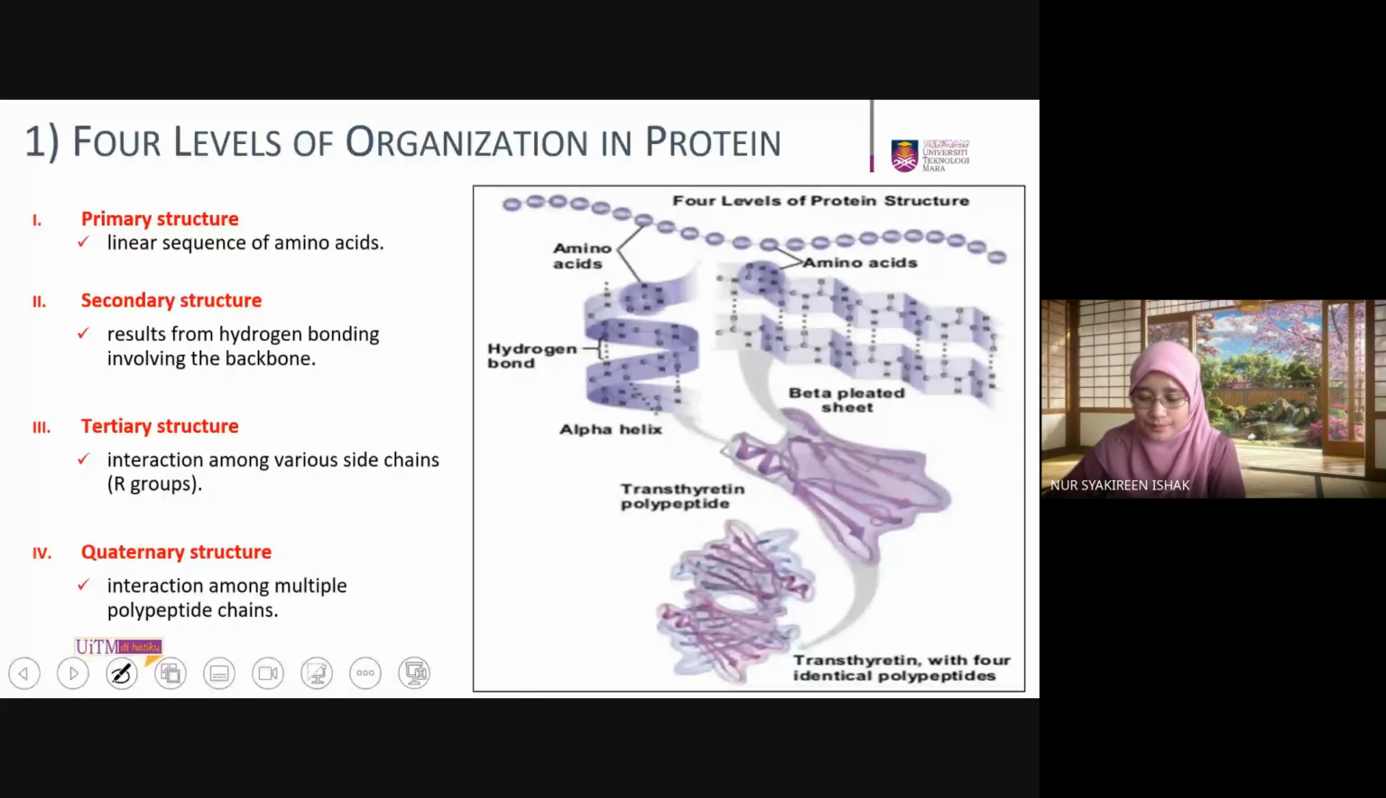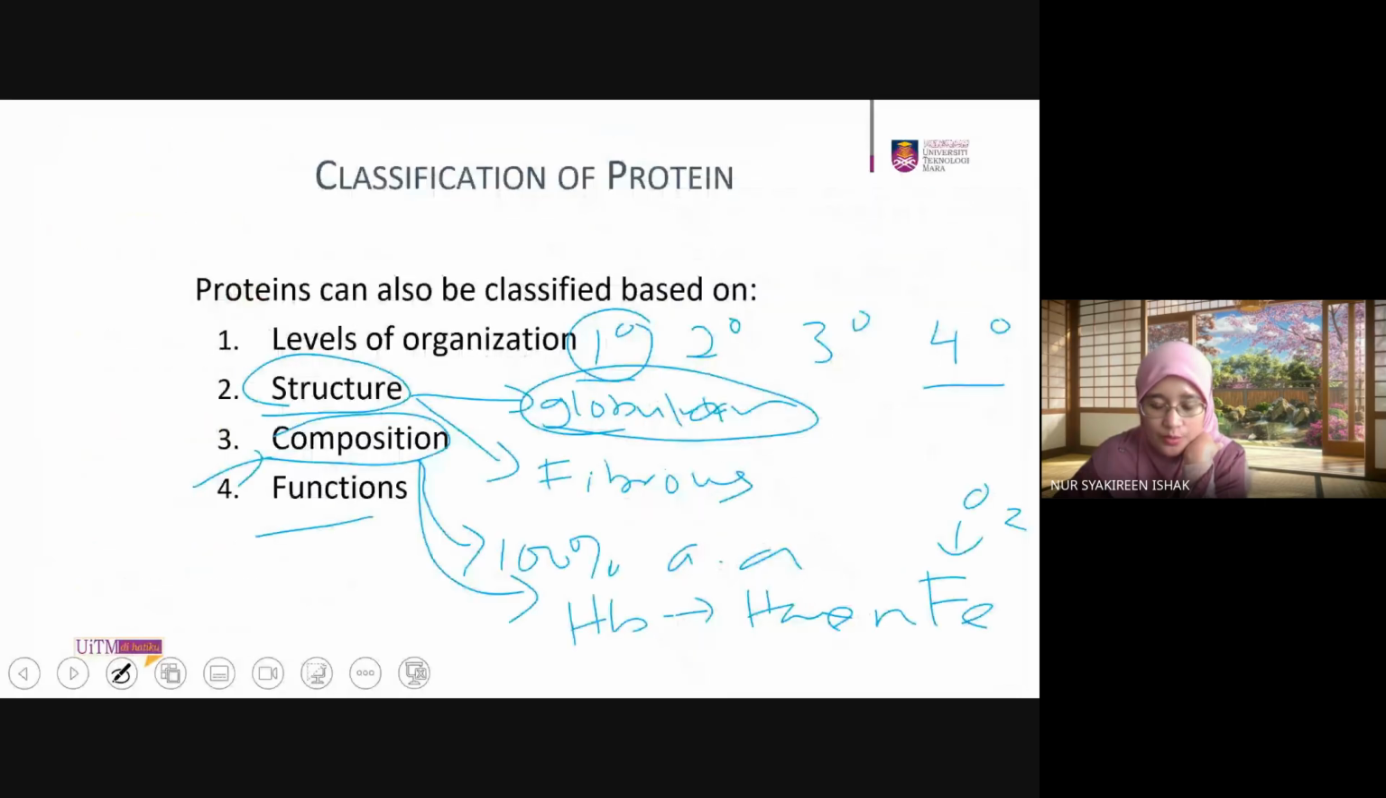Okay, so for four levels of organization in protein, primary structure is linear sequence of amino acids. Okay, let me move the slide first. On my slide it hasn't moved yet, still on the slide. Wait. Okay, it has moved. Alright.